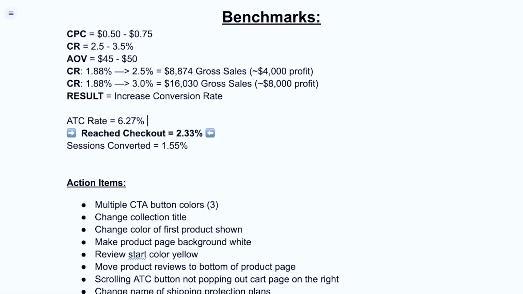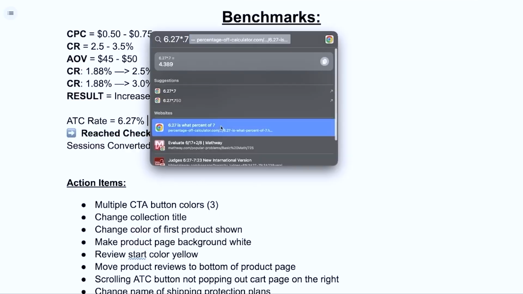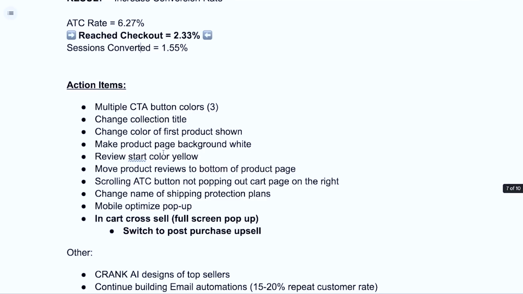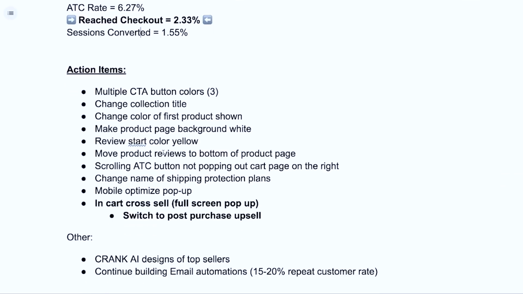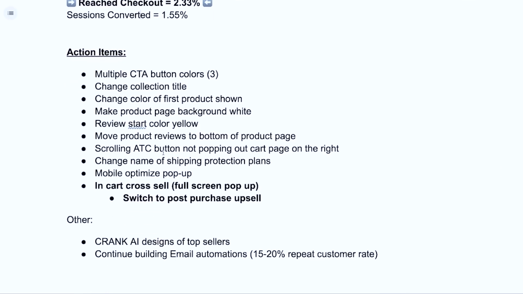So 6.27 times 0.7, that should be at a 4.39. So it should be almost double, about 80% higher than what it is right now. And again, not only should it be there, but we know it's very possible and very doable for us to get it there. So if we're able to increase this by almost double, that would close to double their conversion rate. Then in this example, I looked at their site to give them some suggestions on things they can do to improve the reach checkout rate.